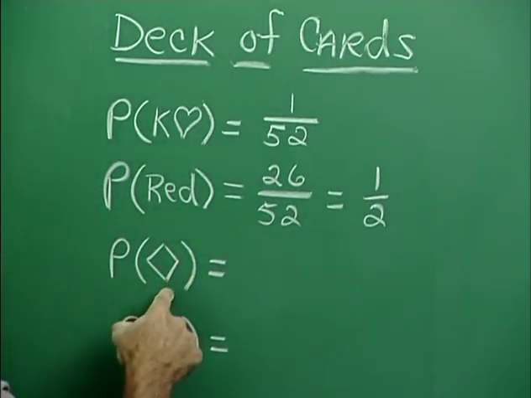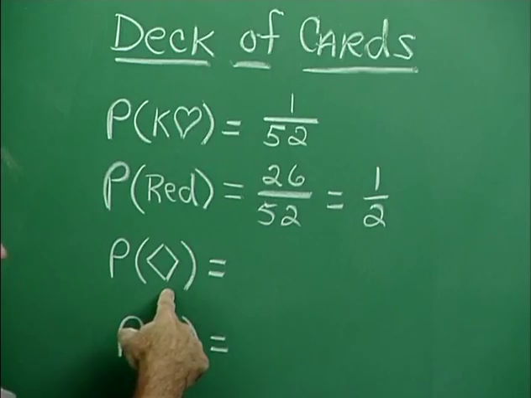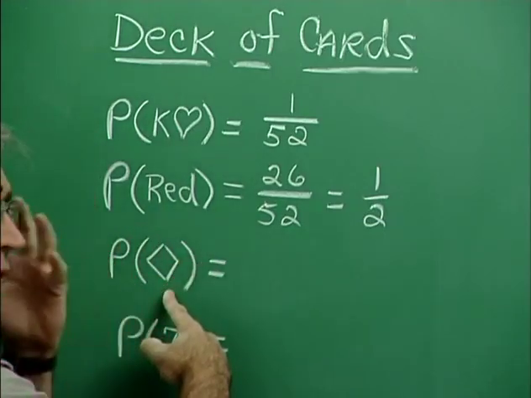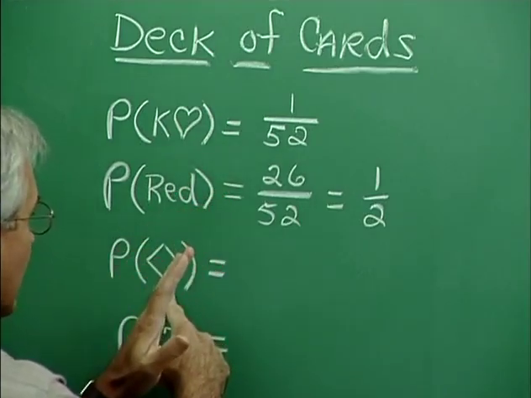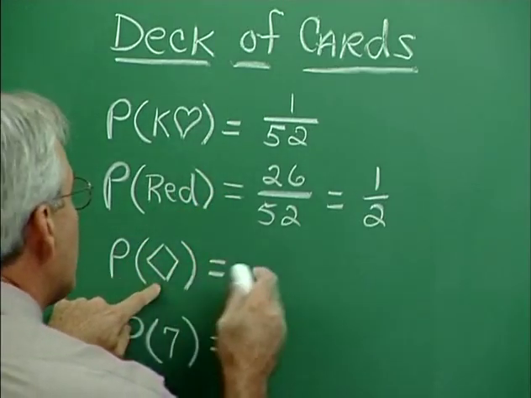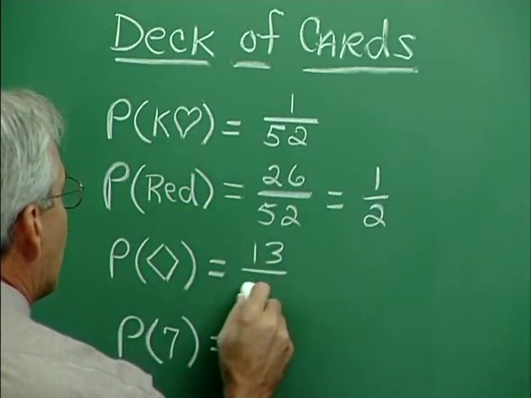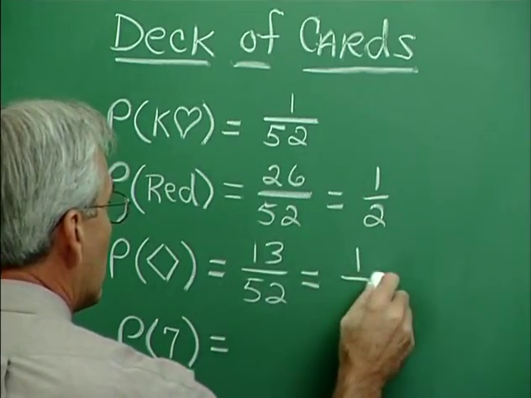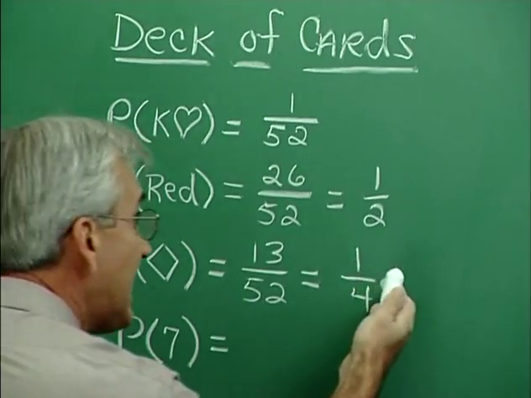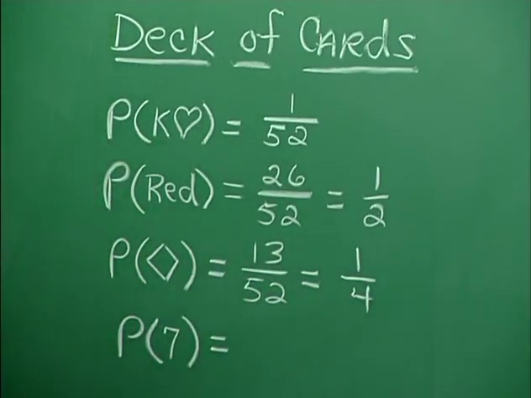What about the probability of drawing a diamond? Well, how many diamonds are there? You see, you're always thinking favorable outcomes, possible outcomes in every case here. So how many diamonds? 13 out of the deck of 52 cards. Now this reduces to 1/4. 1/4 of the deck, you see, is diamonds.